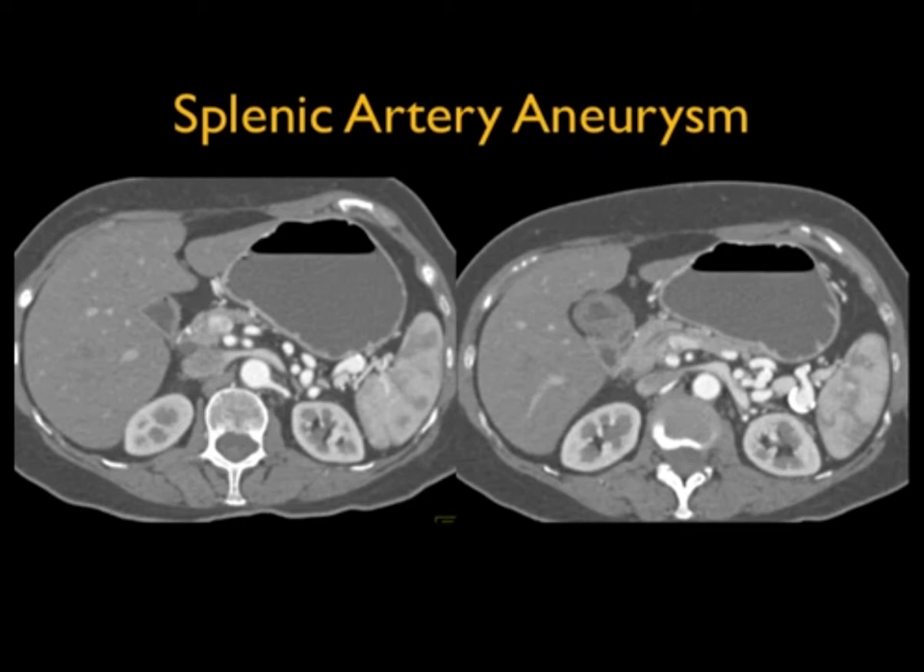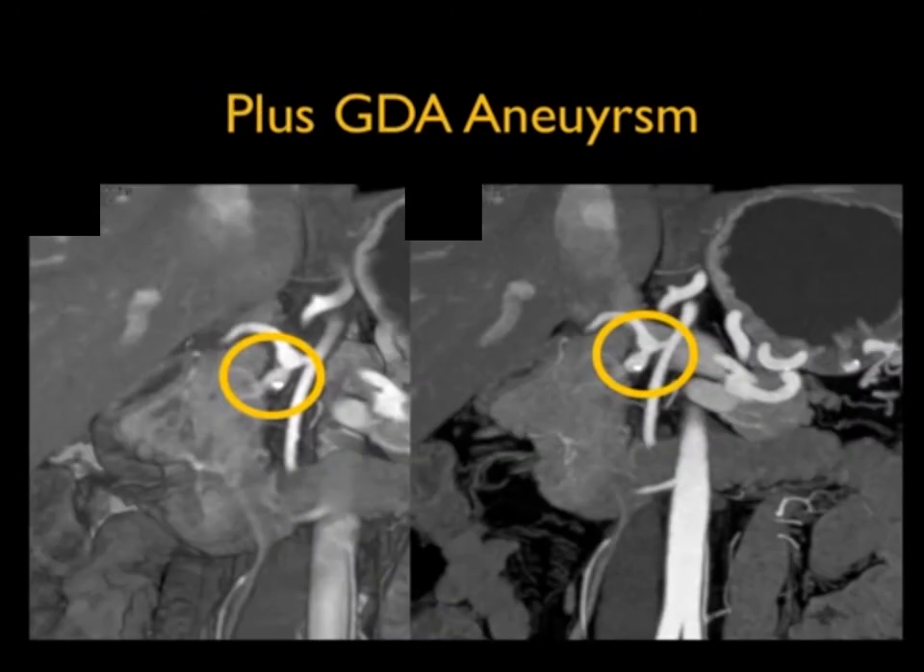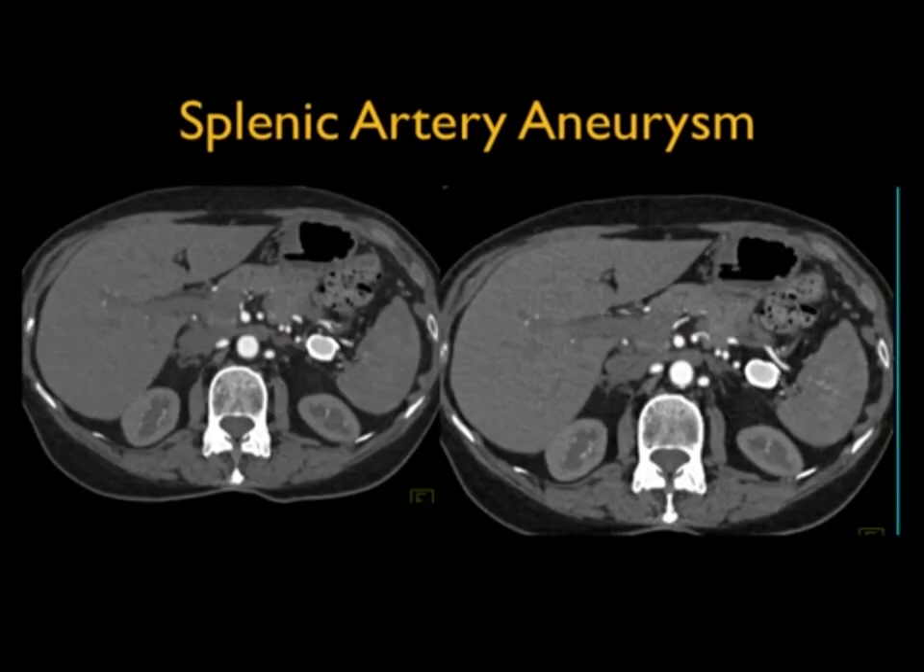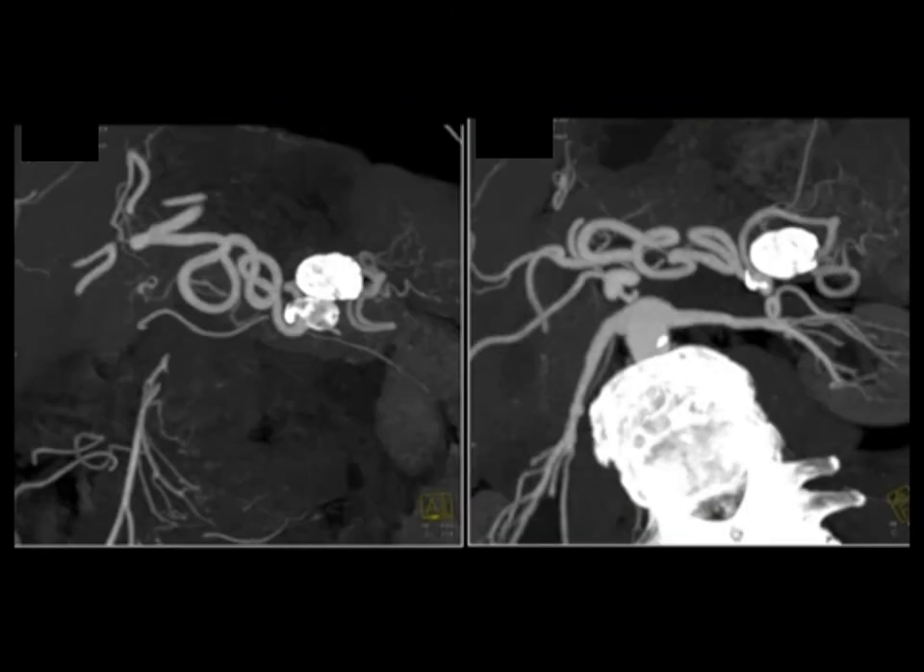Another example of a small splenic artery aneurysm, but you can see there's a second aneurysm present as well. So splenic artery aneurysms are not uncommon to be multiple. It's also not uncommon, as in this case, to have splenic artery aneurysms and other aneurysms, including GDA involvement. Here's a nice example of calcification, but a patent lumen to the patient's splenic artery aneurysm.